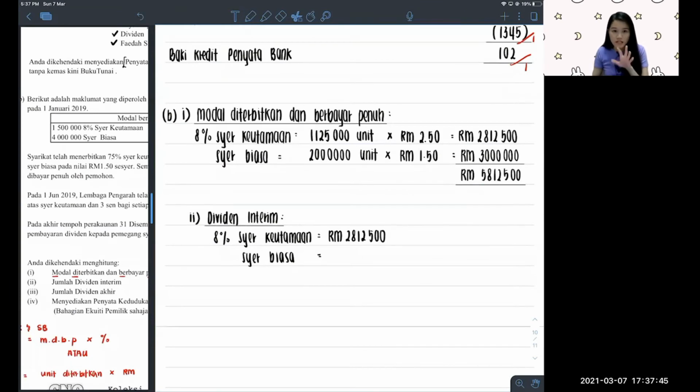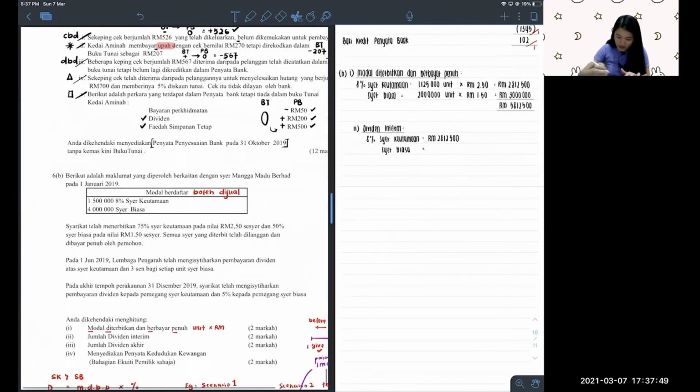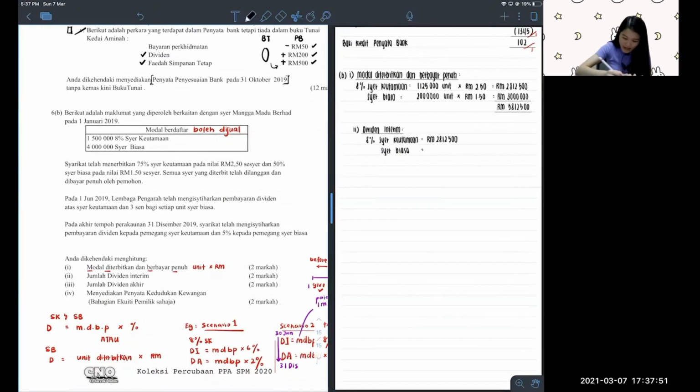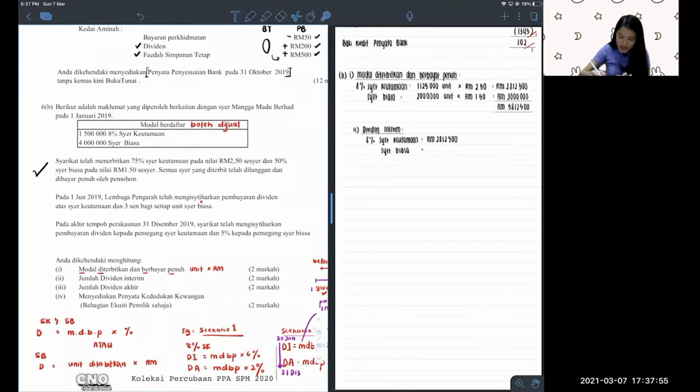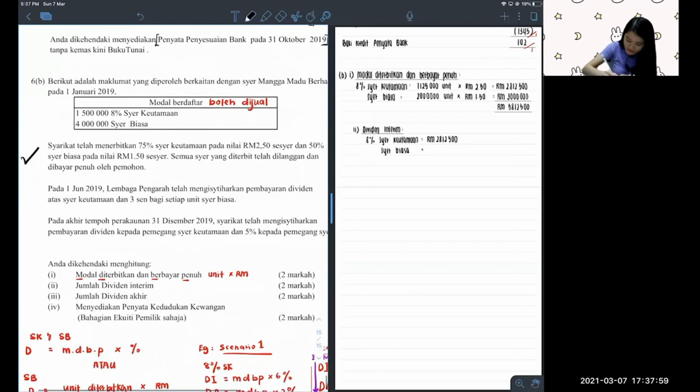We need to see which formula it used. So we look back to our question. They say, okay, this one done already, yeah. They say, pada 1st June 2019, lembaga pengarah mengisytiharkan pembayaran dividen atas share keutamaan dan 3 sen bagi setiap unit share biasa. So the 3 sen is not for both of them, yeah. Share keutamaan didn't say anything, right? Means is the scenario number 2. Use the full of 8%, but look at the tempo.